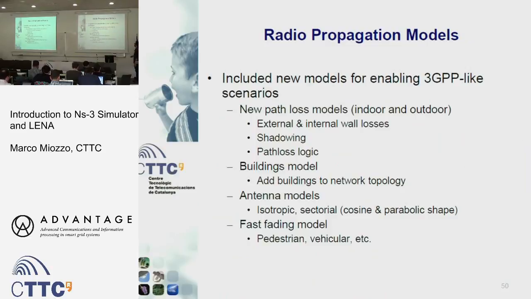So let's move to the radio propagation model. In order to make some reliable measurements on the radio part, we included new models from 3GPP scenarios. So we have path loss models both for indoor and outdoor, accounting for external and internal wall losses. The shadowing, according to 3GPP models, is not a 2D shadowing, but just a log normal variable. And also a path loss logic that is able to understand whether you are indoor or outdoor and how to evaluate the path loss. We have also a building model, a simple building model, just to consider the standard 3GPP-like scenarios where you have tiers of apartments. We include some antenna models, for simulating isotropic antennas, like for instance the ones of small cells or standard Wi-Fi, but also the sectorial ones for the big macro antennas. And as I told you before, the fast fading model for pedestrian and vehicular scenarios.